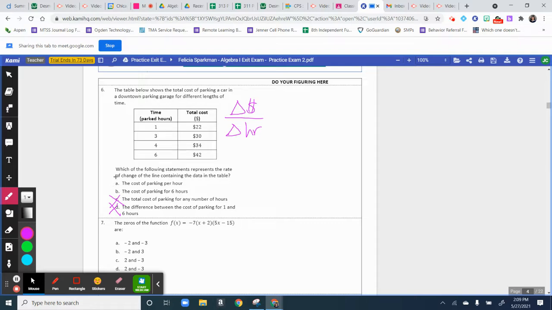When you're finding rate of change, you find the rate for 1 hour. So you want to do A. You don't find the rate for multiple hours. You always want the denominator to be 1.